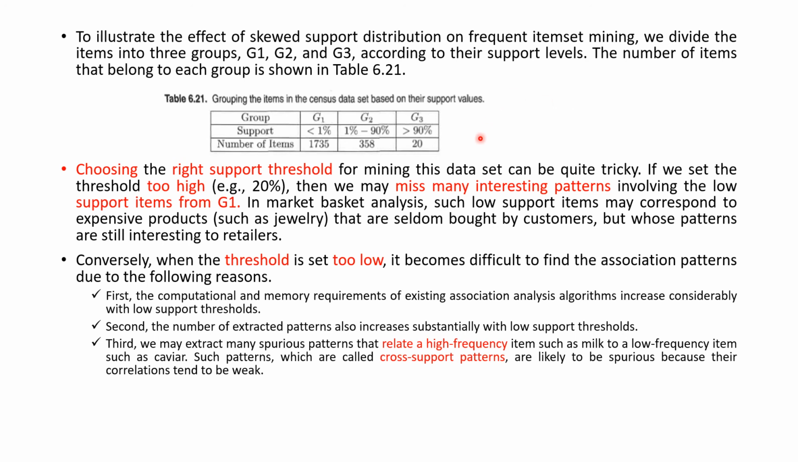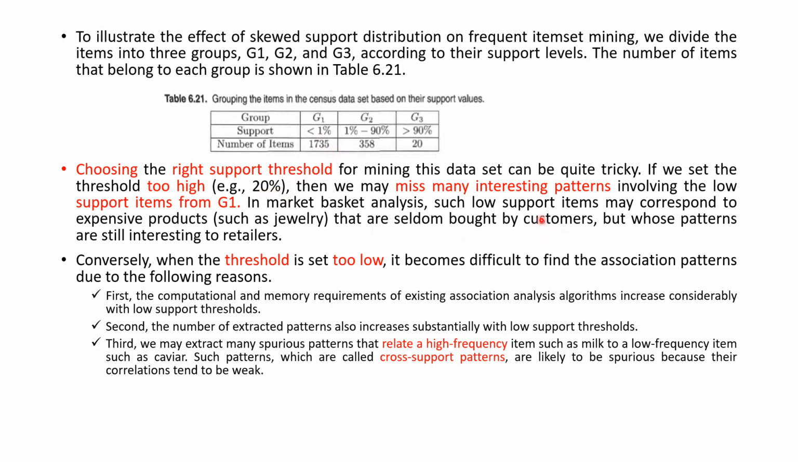Choosing the right support threshold for mining this dataset is tricky, because if you set the support threshold very high, like 20%, then the 1735 items which are less than 20% will be completely eliminated. Please remember that frequent itemsets are the itemsets which are greater than the given support threshold. Now if you set the threshold too high, like 20%, you are going to eliminate these 1735 items or more which are below the support threshold.